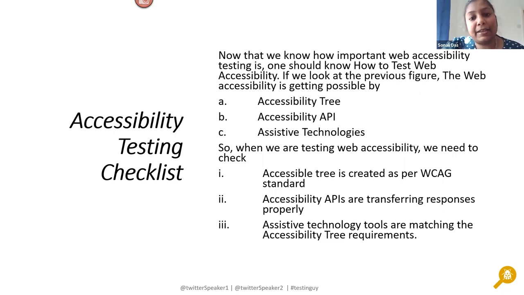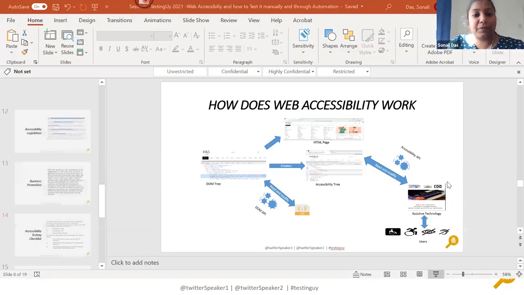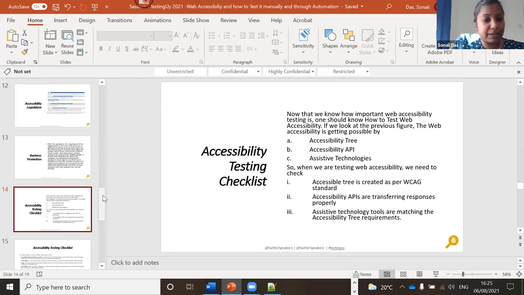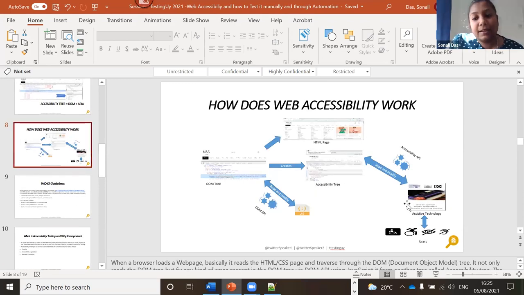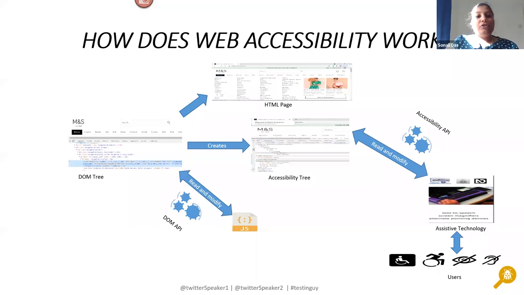So what exactly do you have to do when you do accessibility testing? I have actually prepared a checklist. Before that, let's go to the previous page. Here, in this page, which are the parts that you can actually test? One thing is that assistive technology is what these less privileged people depend on.